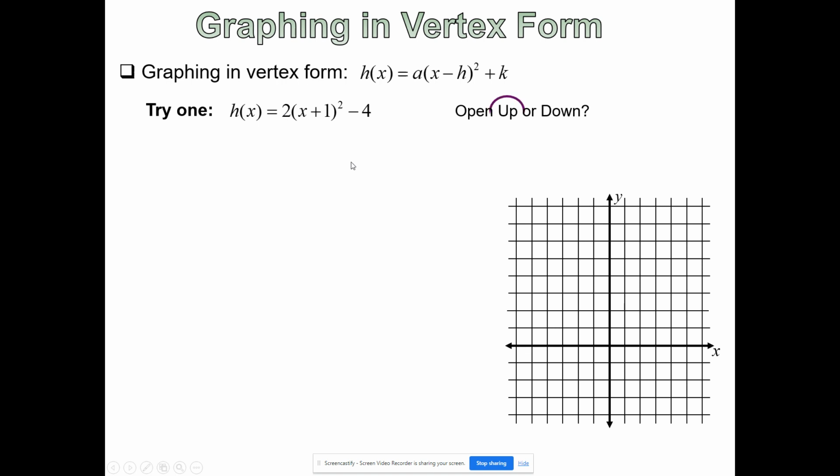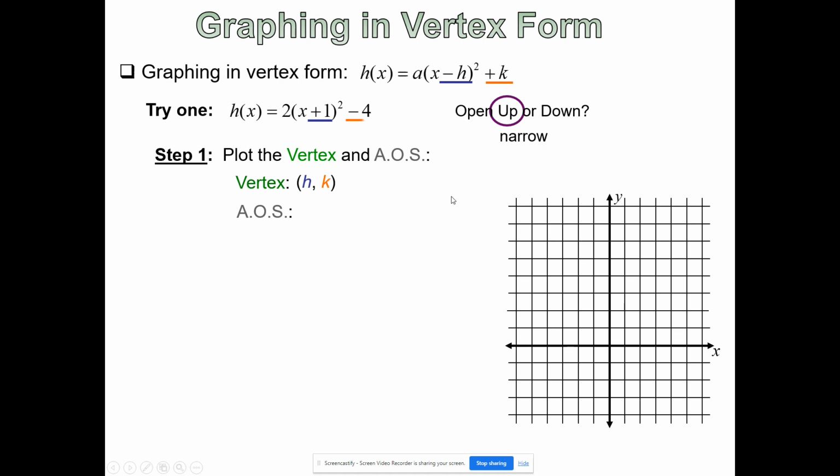My a value is positive, so I know it opens up. My a value is 2, so I know it's bigger than 1, which means that it's going to be narrow. Okay, the vertex is, remember, opposite of h, comma, k. So it's going to be negative 1, comma, negative 4. My AOS goes right through it. So that's negative 1, or just the x value of the vertex.